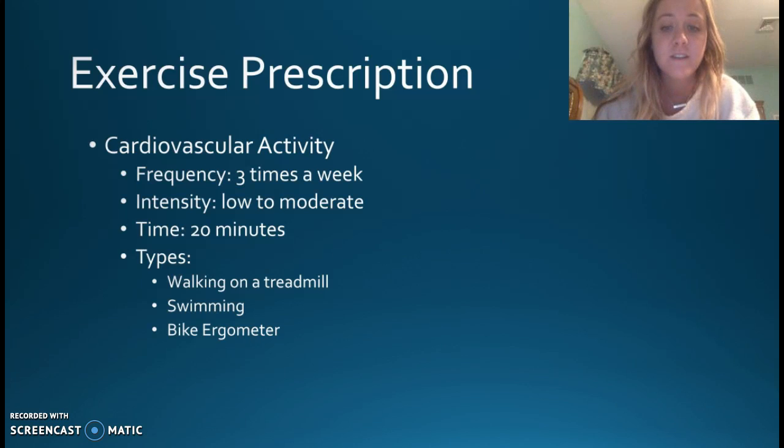Types of exercises the client could perform include walking at a comfortable pace on a treadmill, swimming in a pool, which would be a good exercise in order to not stress the joints as much, and slowly utilizing a bike ergometer could be chosen as well in order to have variety when the client chooses which she would like to do best.